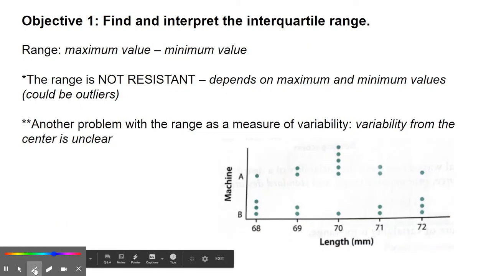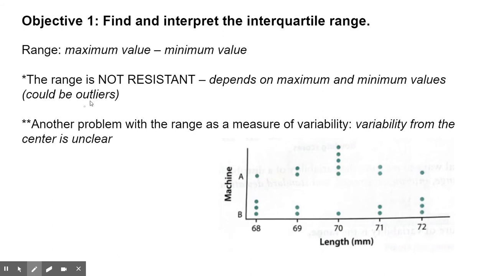All right, so again, the range is very simple. It's the max value minus the minimum value. The range is not resistant. If you remember, resistance is the idea that the high and low values don't affect you. But the range depends on the high and low values, the maximum and minimum values, and those could actually be outliers. So that should make sense to you. So typically we don't use the range to describe the variability of data.